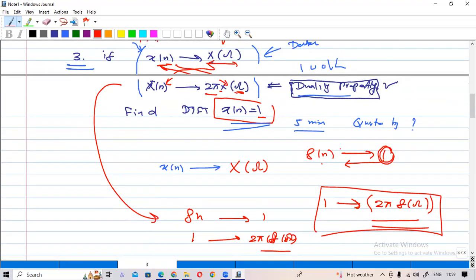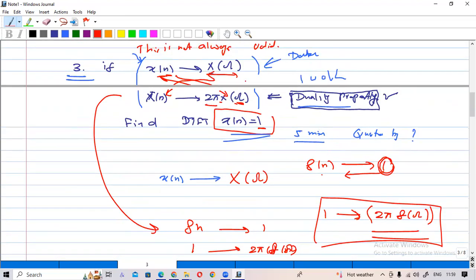For this one, you can use this data, but this is not always valid. Don't get confused. I give you this data only for this question.